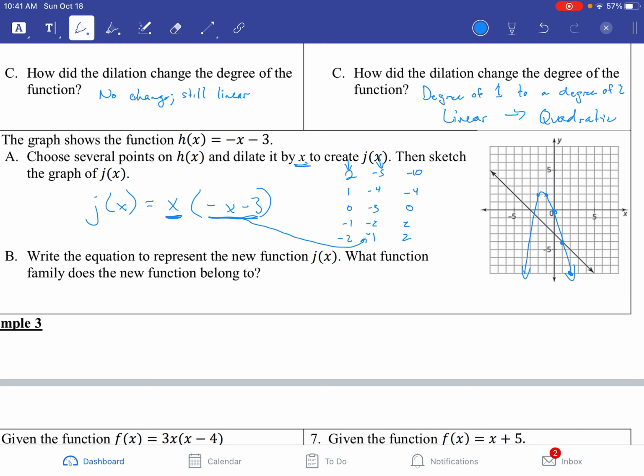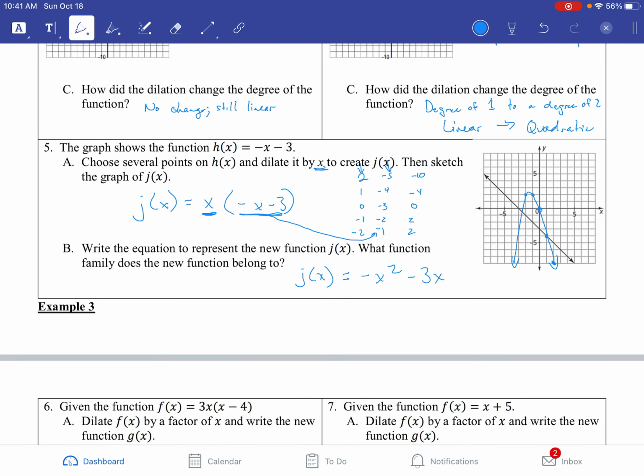All right, so write the equation representing the new function j of x. What function family does the new function belong to? So we have j of x is equal to, now we're going to multiply it out. I'm going to give you negative x squared minus 3x. Okay, so what function family does this belong to? Because it's got a degree of 2, it is a quadratic.